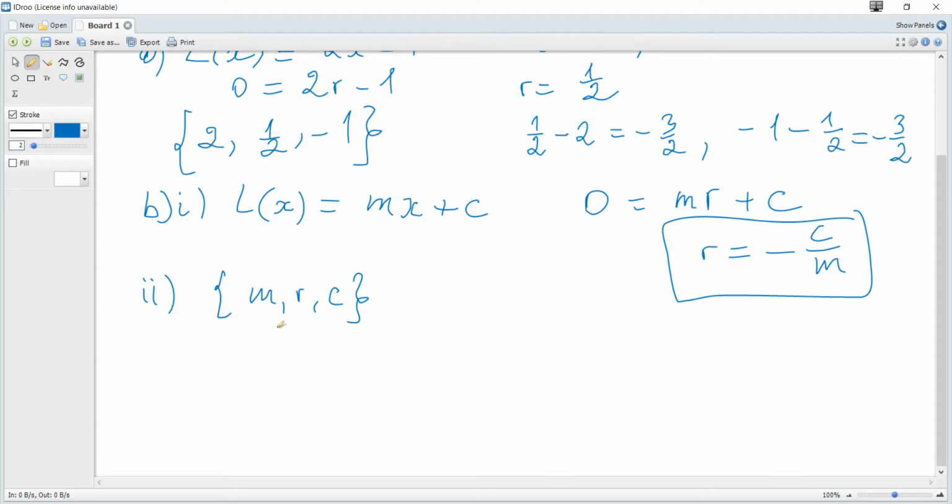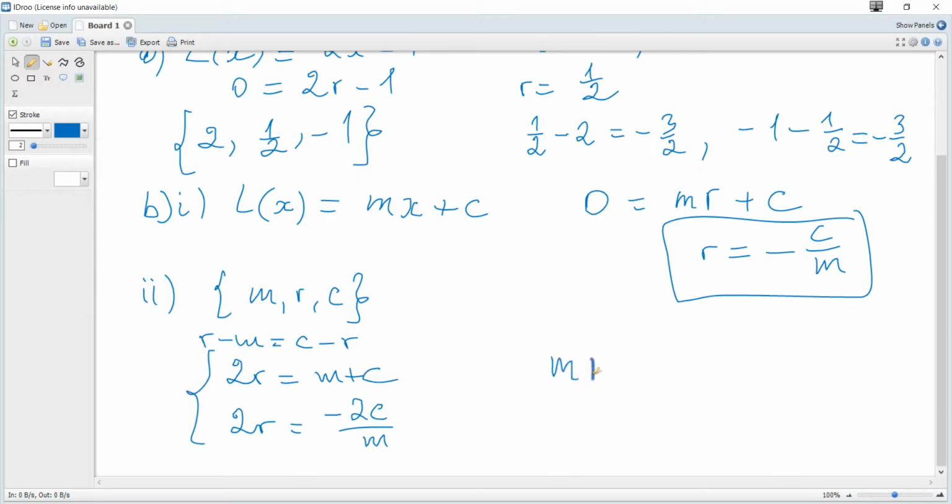For example, we can use that m, r, and c form an arithmetic sequence, and let's write, for example, the same common difference. So r minus m is c minus r. 2r is m plus c. So r is, or actually we can get r here, and 2r is negative 2c over m. So m plus c is negative 2c over m.